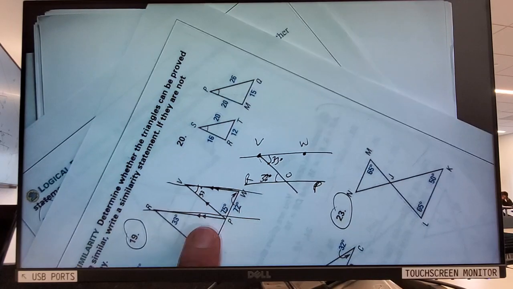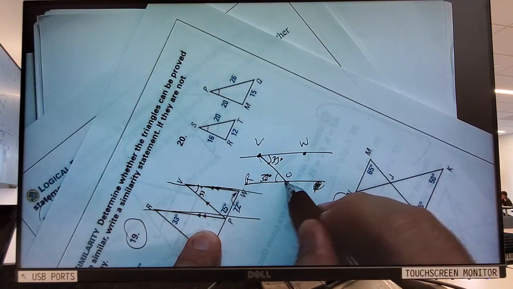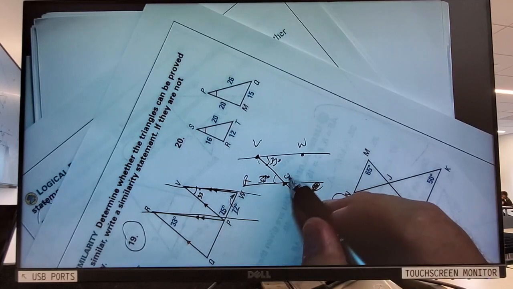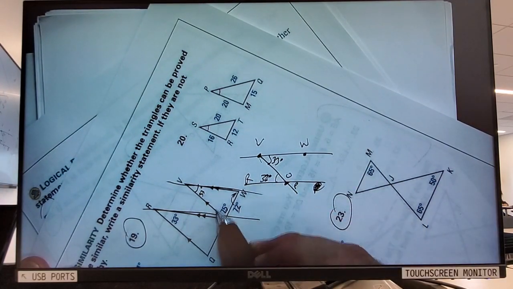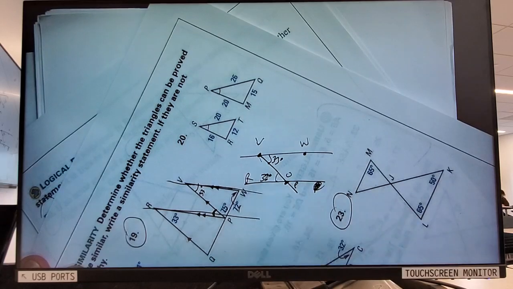Where is that at in the picture? Let me put P where it really is. There's P. I kind of put it over there so I can identify things better. Where's this angle in the picture? It's right here, isn't it? You guys with me?